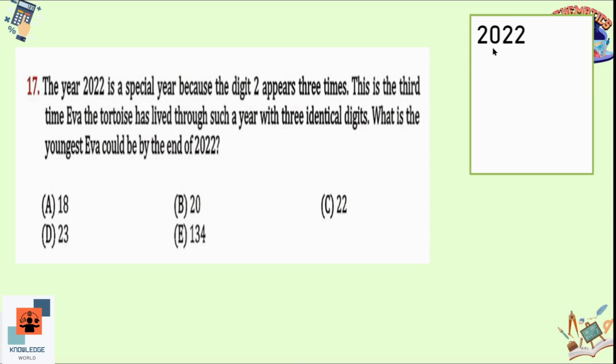So here the first year is 2022, in which 2 is repeated 3 times. So before that, in year 2000, 0 is repeated 3 times, and before that, 1999 is the year when 9 is repeated 3 times. So if we count the total number of years from 1999 to 2022, Eva the tortoise lived 23 years. So option D is the correct option here.